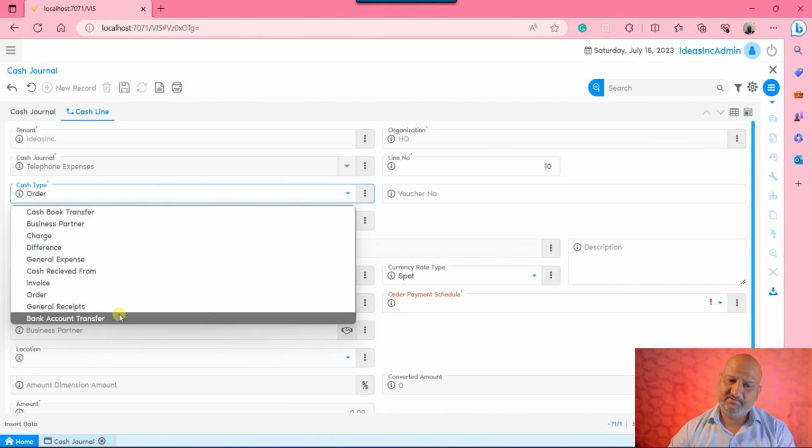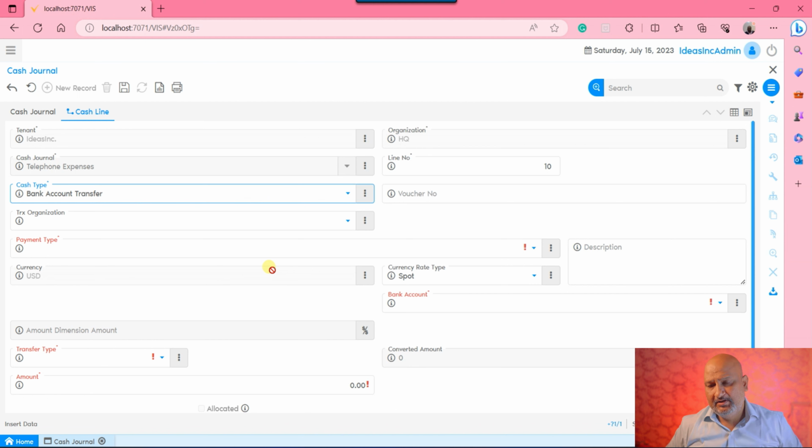Then your last one is the bank transfer. So there is a limit for the cash to be kept with the finance executive or with the finance manager. If the cash is over that, then the person is able to transfer that cash to the bank, or if the cash is not available with the finance executive, they can withdraw the cash from the bank. So both ways this bank account transfer works. Okay. Now let's do certain entries.